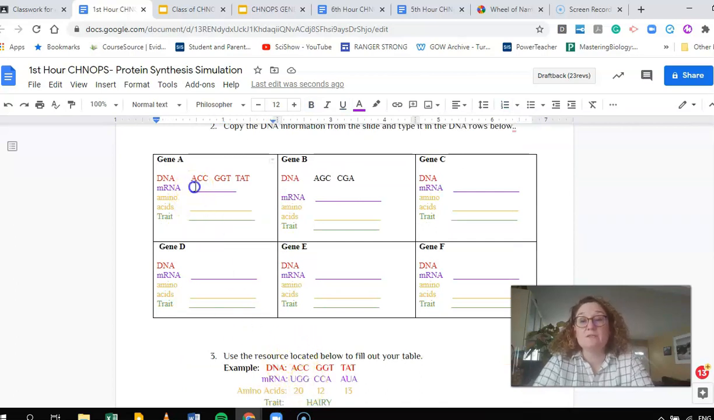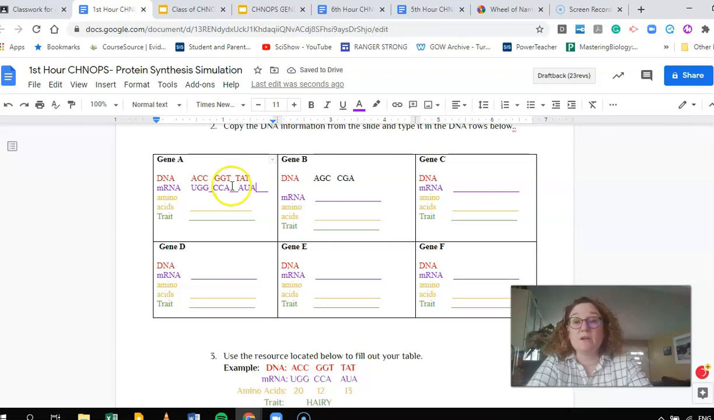So if I have ACC, remember that A bonds to U, C bonds to G, and then I would do the same thing here. G bonds to C, T bonds to A, okay? And then I would have my A, and then A is going to bond to U, and then T is going to bond to A, okay? So now I've got my mRNA.